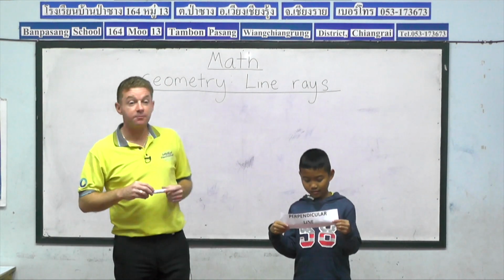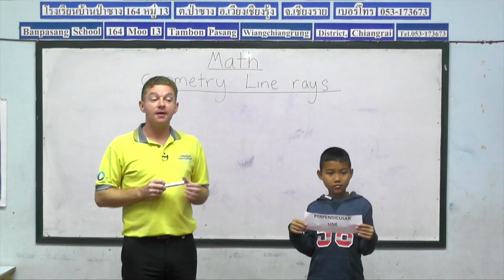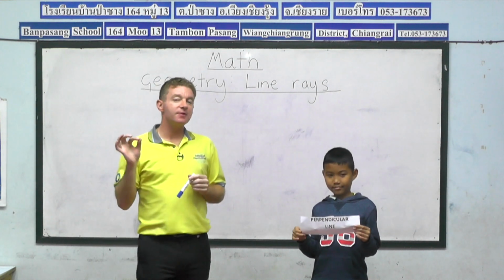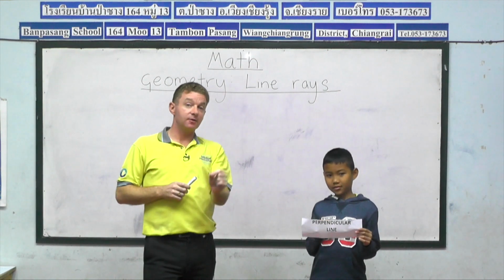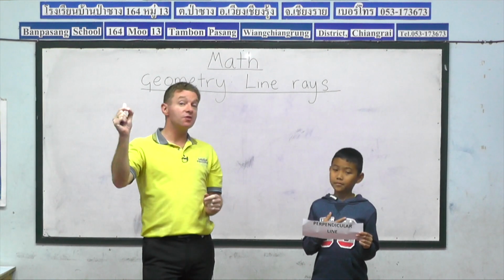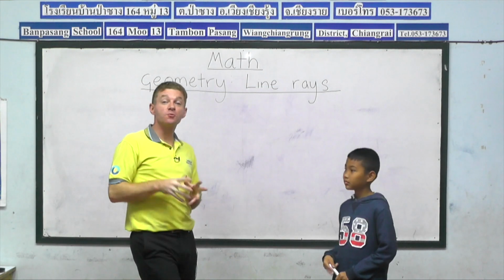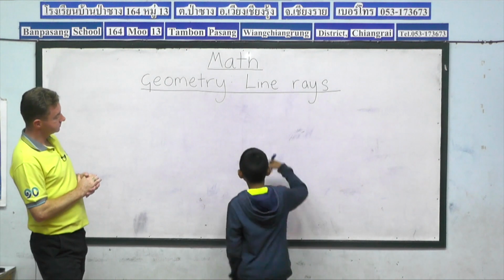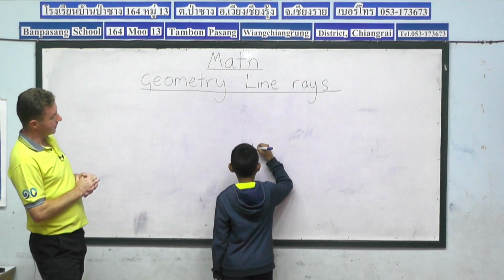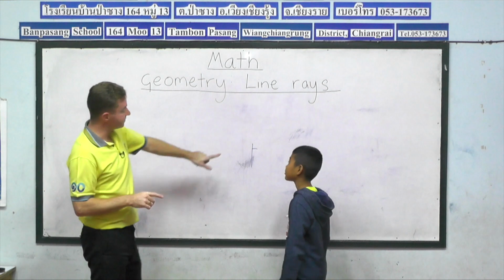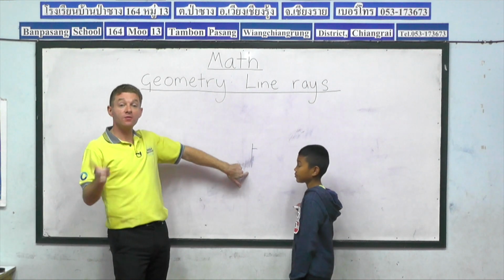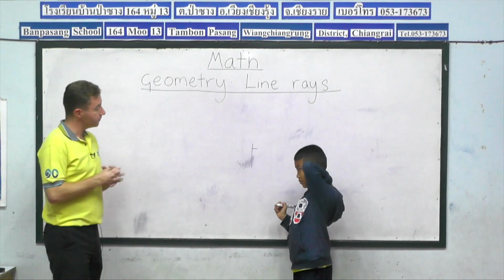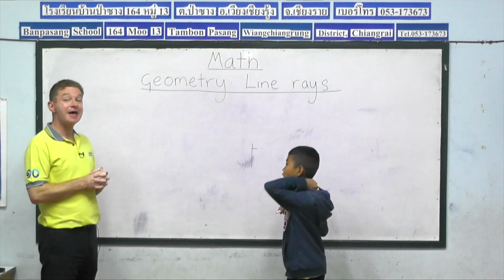Okay, so what type of line can we see, guys? Perpendicular line. So remember, the perpendicular line is one line going in a direction that has another line coming off it. So Pangpon will demonstrate how to draw a perpendicular line. Excellent, Pangpon. So you can see perpendicular means one line going in one direction with another line going off it. And now Pangpon needs to draw a line ray.